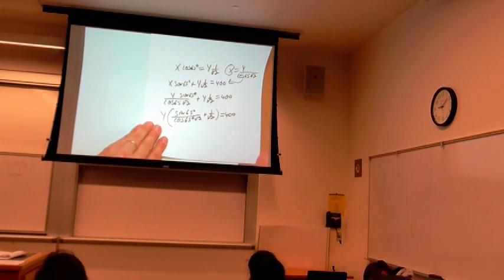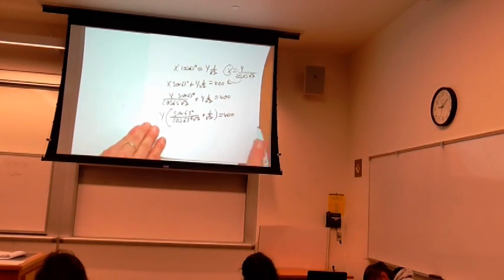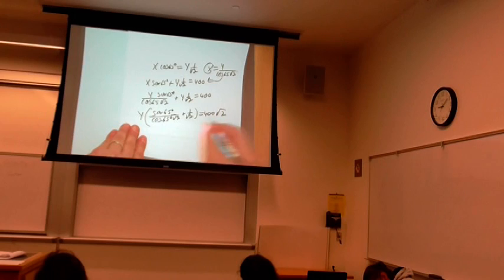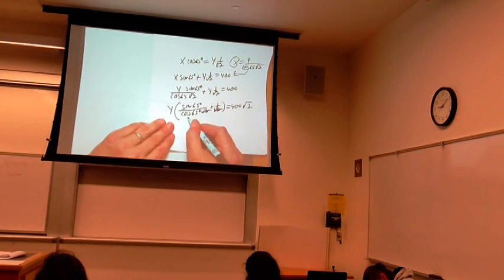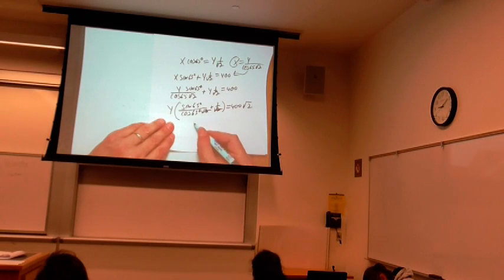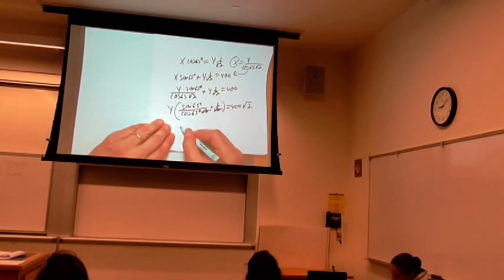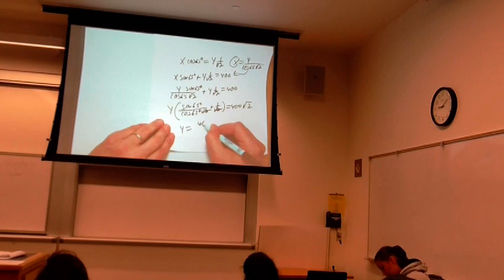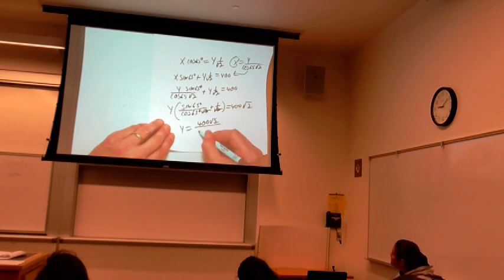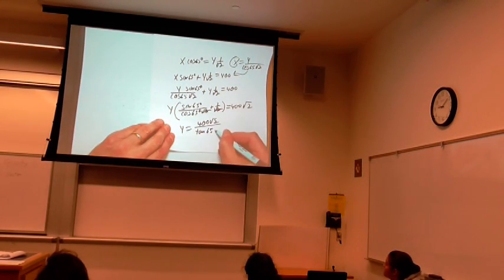But I'm going to simplify it a little bit. First I'm going to multiply through by square root of 2. Put the square root of 2 over here, right? And then I'm going to look at that sine 65 over cosine. This is tangent. This is tangent plus 1. This is really y, 400 over the square root of 2 over the tangent of 65 degrees plus 1.